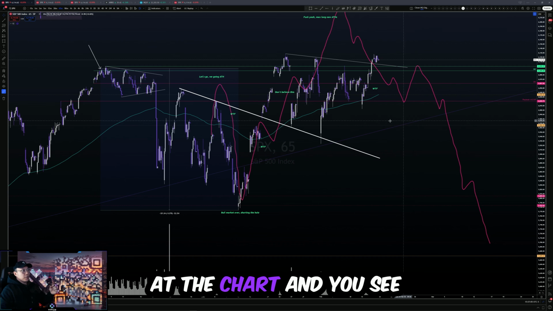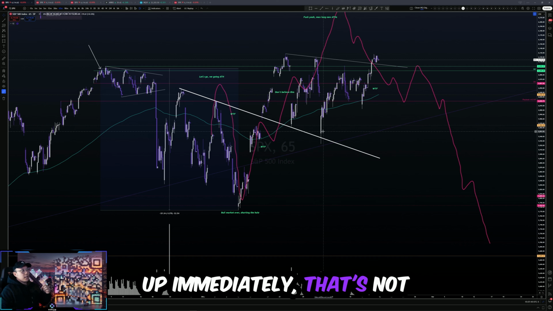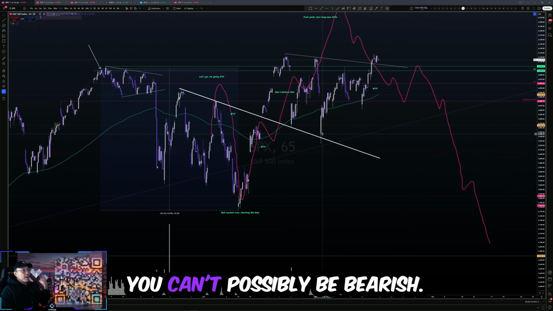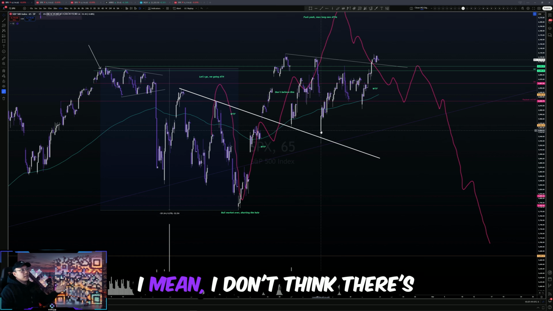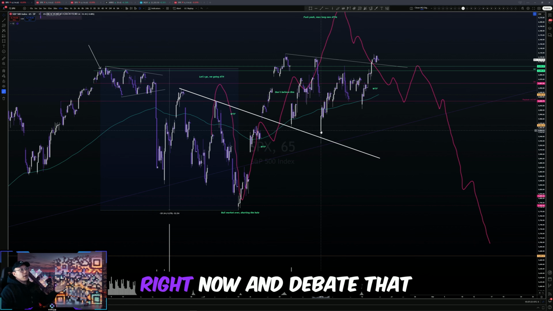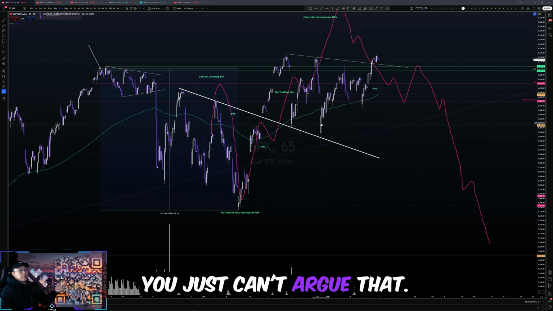When you're just looking at the chart and you see these gap downs and you see every dip is getting bought up immediately, that's not weakness, that's strength. That's momentum for bulls. You can't possibly be bearish. You just can't. I mean, I don't think there's any other way to put it. There's nothing that you can bring to the table with me right now and debate that getting a massive gap down that gets bought up is bearish. You just can't argue that.